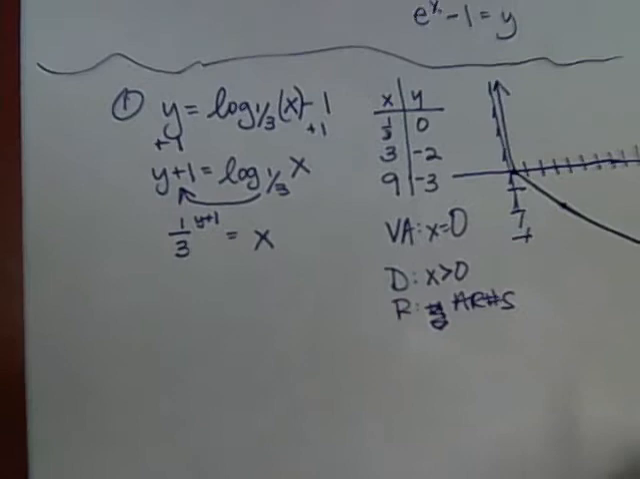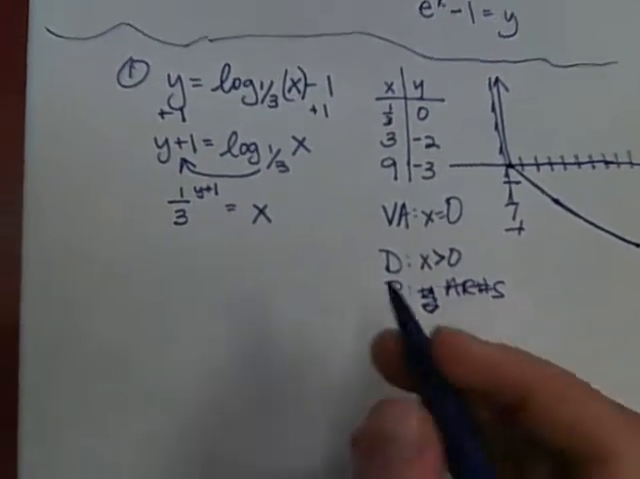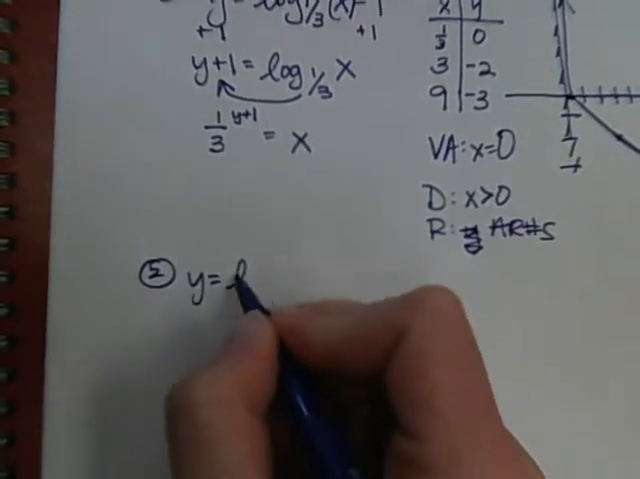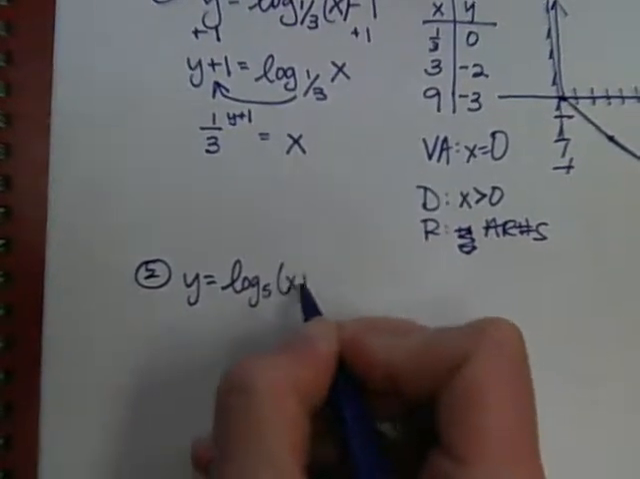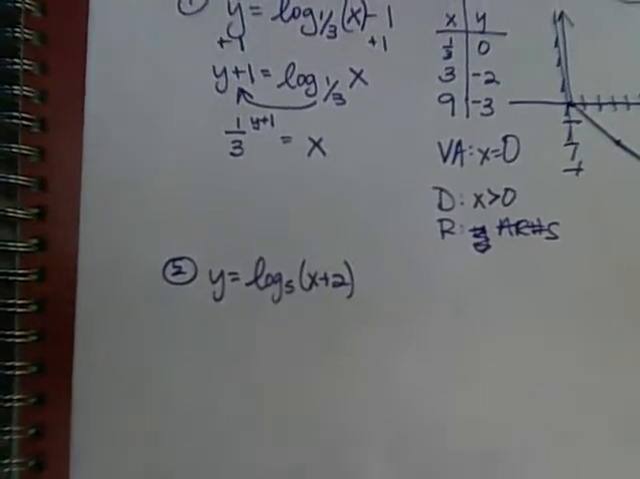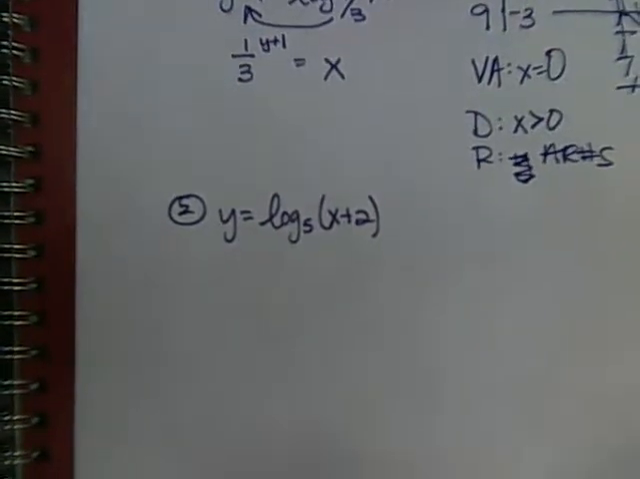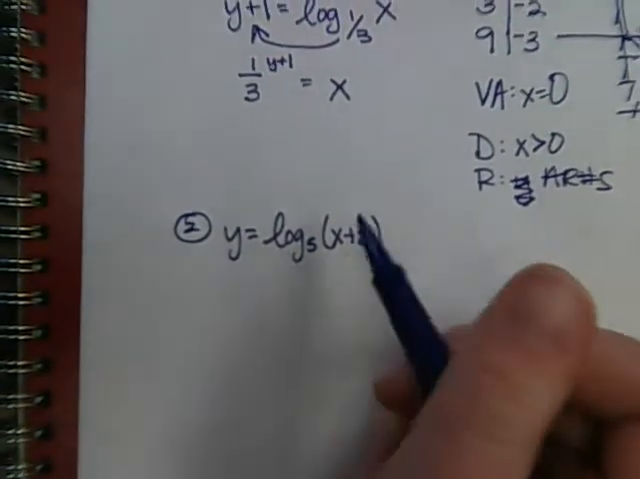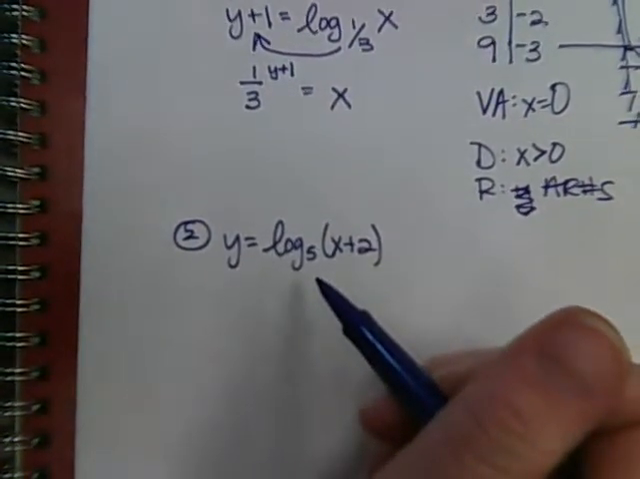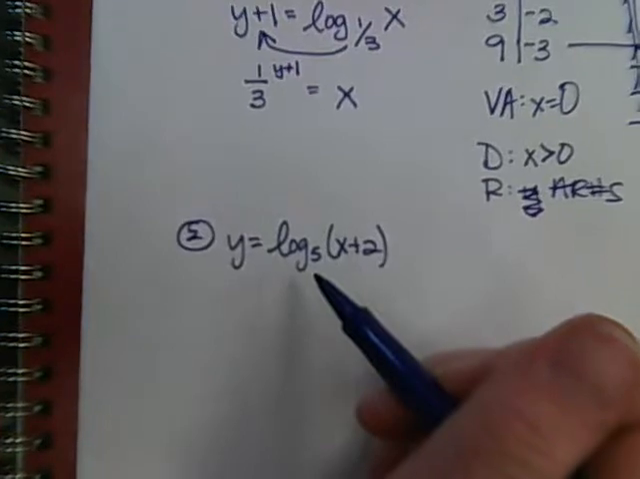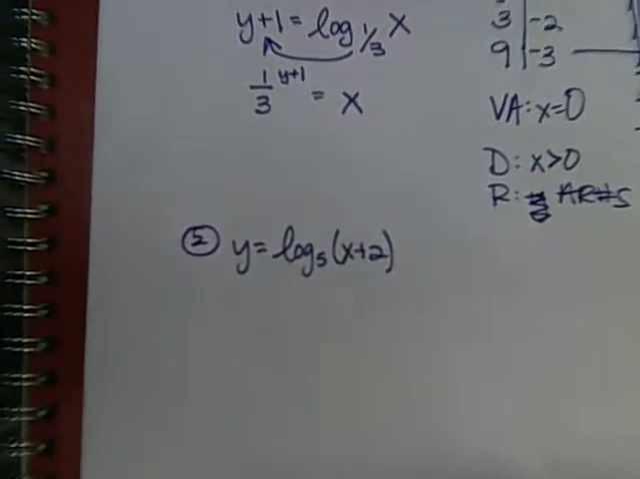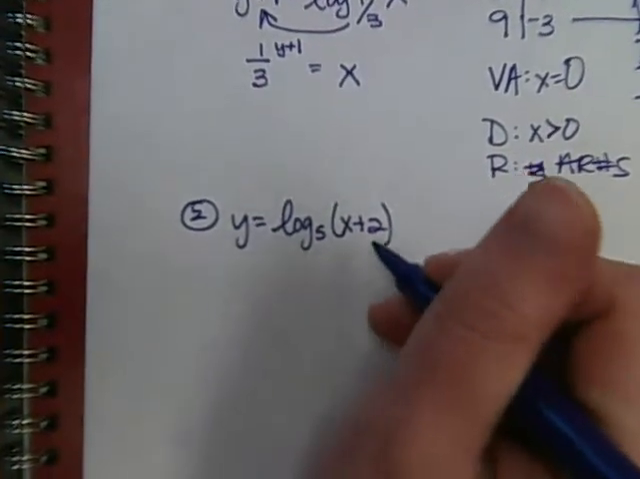Let's try another one. All right. So for number 2, we have y equals log base 5 of x plus 2. Now remember, before we can do anything here, we have to get rid of that logarithm so that we can make an xy table that makes sense. What I mean by that is we can't figure log base 5. So there's nothing we can do right here to get us points. We can't even put it into our graphing calculator. So we need to get rid of this log base 5 so that we can make an xy table that makes sense to us.